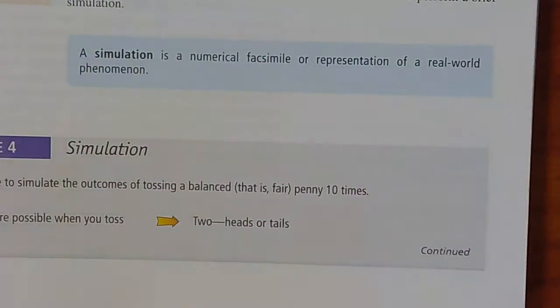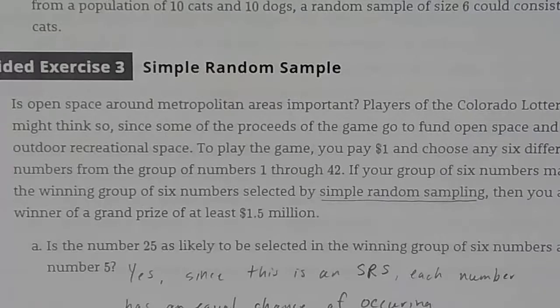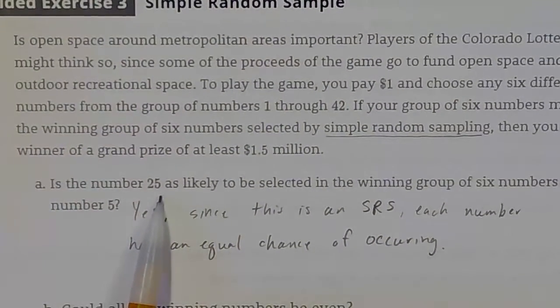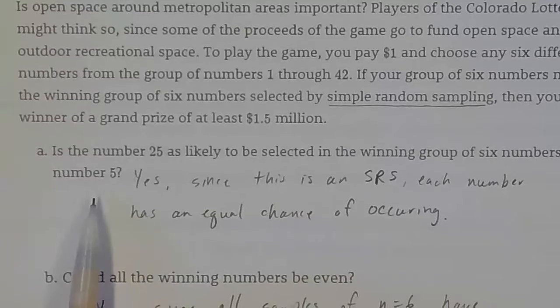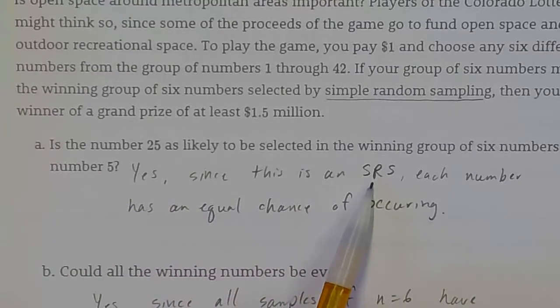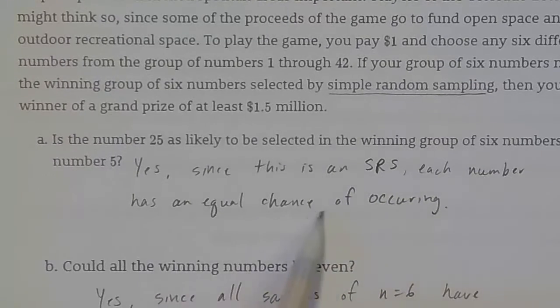Okay, all right, let's go ahead and take a look at this guided exercise 3. Go ahead and read through that setting, and then we'll walk through it together. Okay, all the numbers have an equal chance of being selected. So is the number 25 likely to be selected in the winning group of 6 numbers as the number 5? Sure. Yes. Since this is an SRS, we'll use SRS for simple random sample. Okay. Each number has an equal chance of occurring.